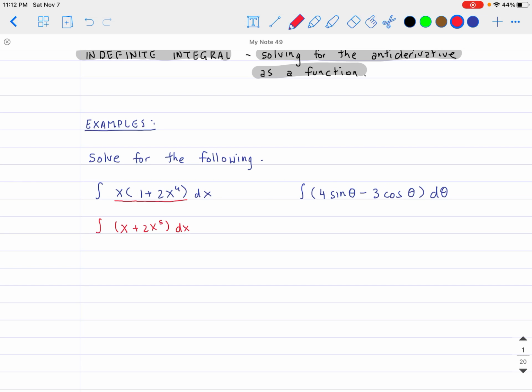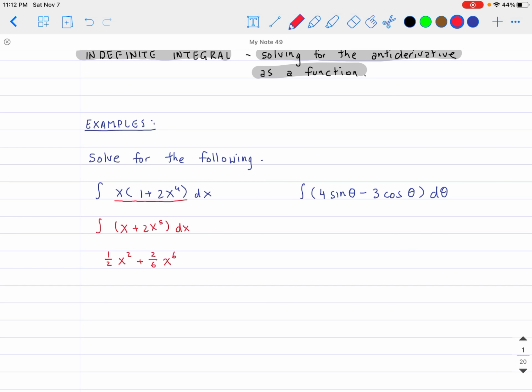What function has a derivative of x? Well, I know it's going to be x squared. And because the exponent is now 2, I am going to divide by 2 because, again, we're going backwards. We're not going to multiply by 2 because we're doing the reverse of the power rule. Then for the second part, we have 2 times x to the 5th. The antiderivative of x to the 5th is going to be x to the 6th, and just like before, we divide by 6. So that means you have 2 divided by 6.